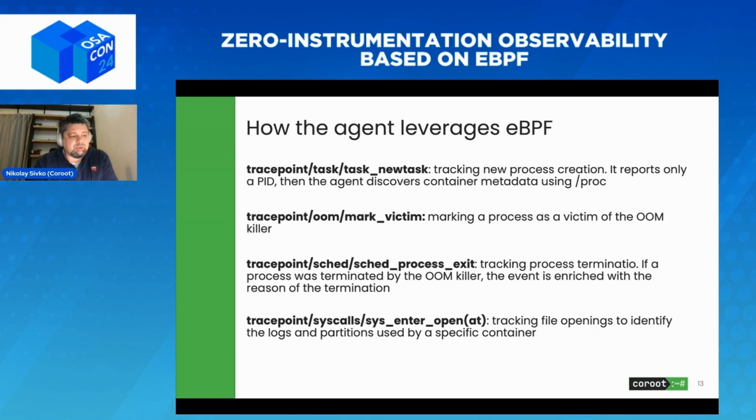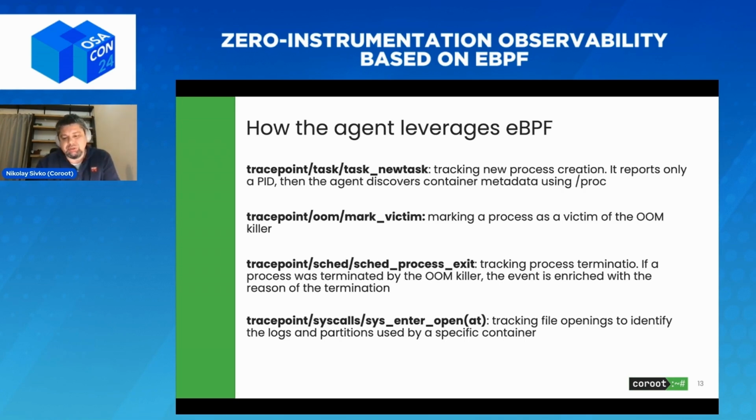We also want to be notified when some process is terminated. And if it's possible, we want to know why. And that's why we use the tracepoint mark victim. We can store some flag in the kernel space that this process ID is marked as a victim of the OOM killer. And then when our eBPF program is called when the process is terminated, we can read this flag and understand this termination was caused by the killer.